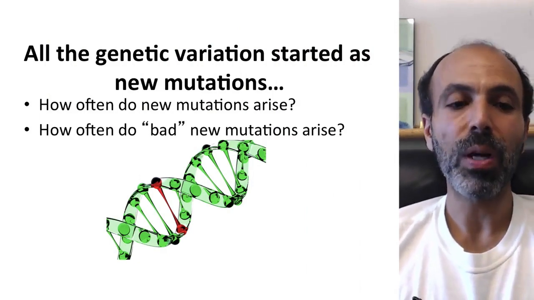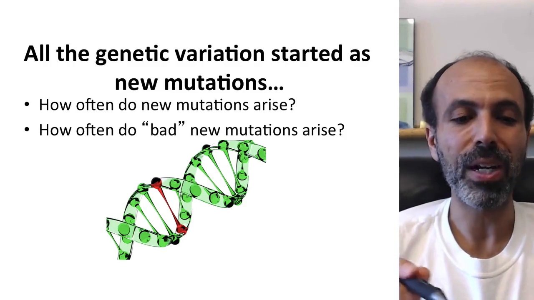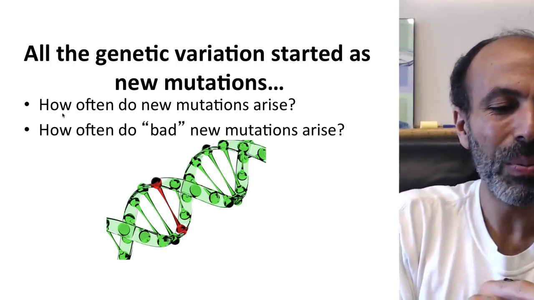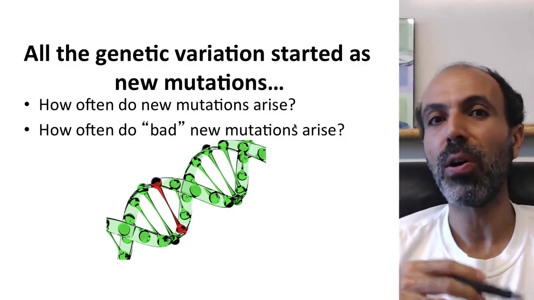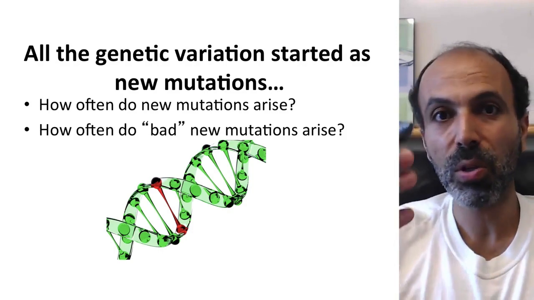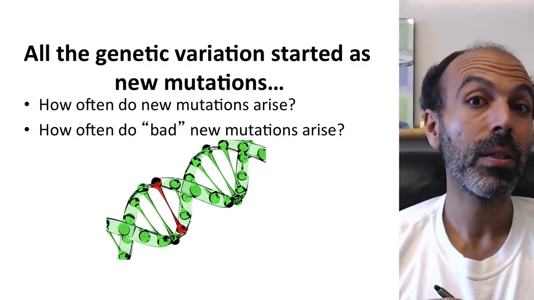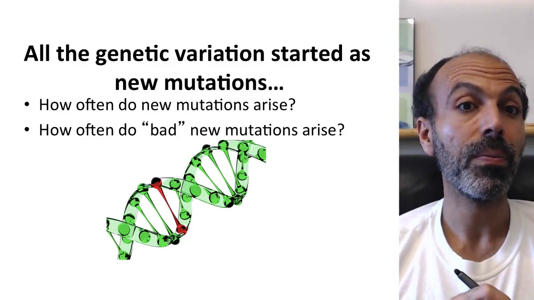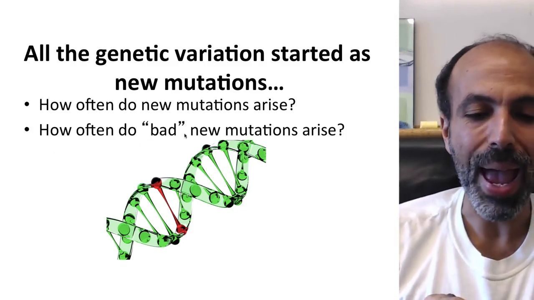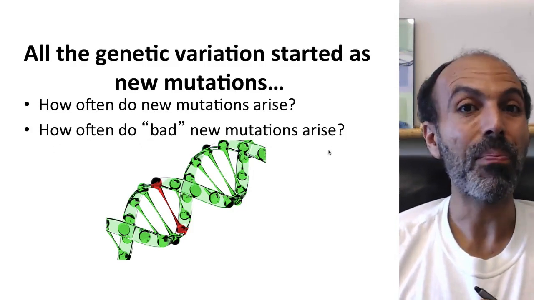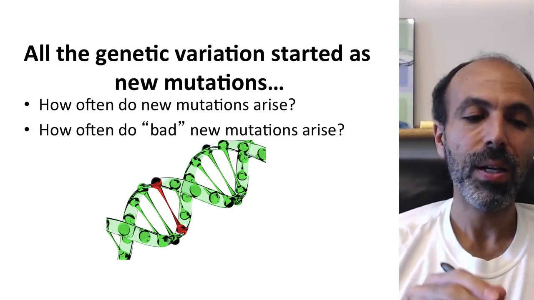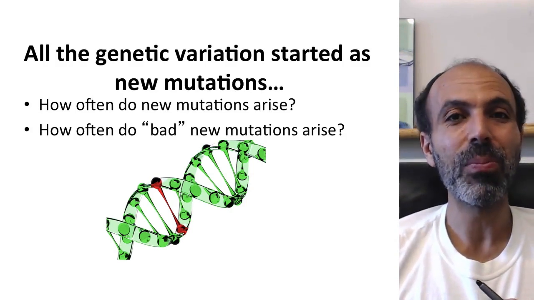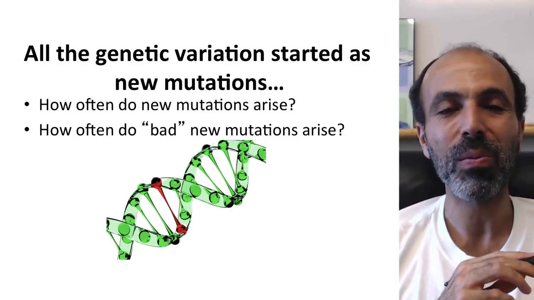Now, there are two questions people often want to know. There's actually a third one that we won't talk about, which is how often good mutations arise. But people often want to know, how often do any sort of new mutations arise? How often is there any sort of alteration to the genetic code? Like, do you, for example, have any mutations relative to your parents? Will your kids have mutations relative to you? And then related to that, how often do bad new mutations arise? Like, do you have any bad mutations relative to your parents? Or will your kids have some bad mutations relative to you? Theoretically, we could do the same thing with good new mutations, but they're so infrequent and hard to measure that we probably can't do that very easily in this context.